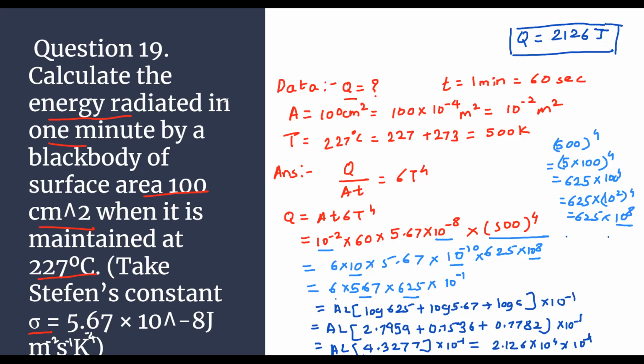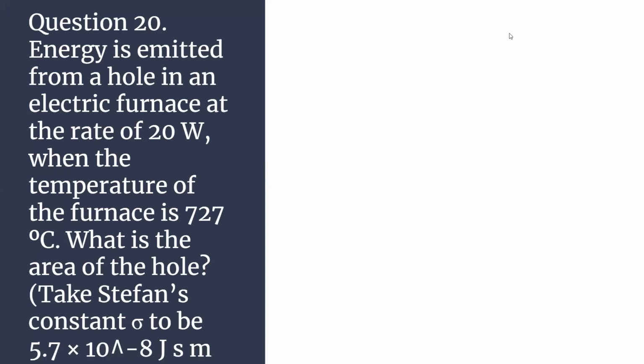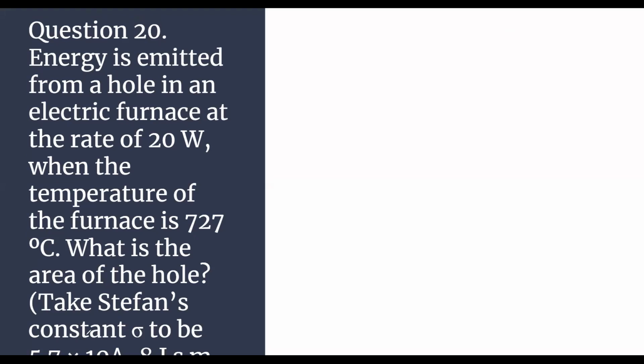Now let's move to the next question, that is question number 20. Energy is emitted from a hole in an electric furnace at a rate of 20 watt when the temperature of the furnace is 727 degrees Celsius. What is the area of the hole? Again, Stefan's constant is given, which is 5.7 into 10 raised to minus 8. Now, let's write all the given data.